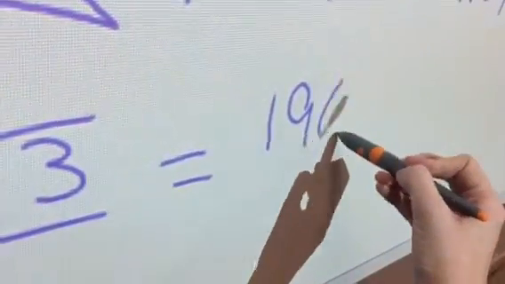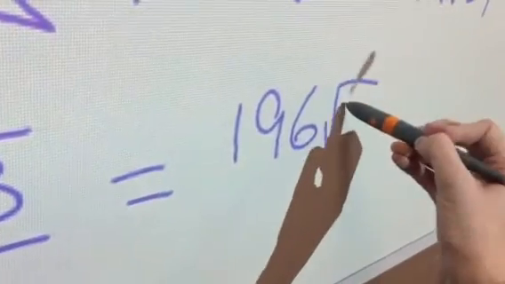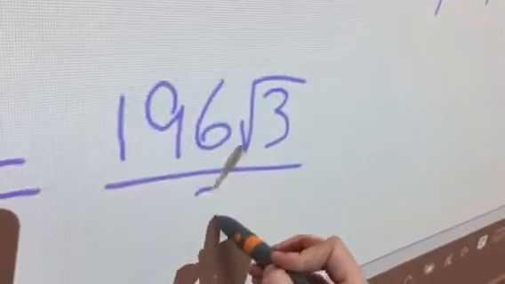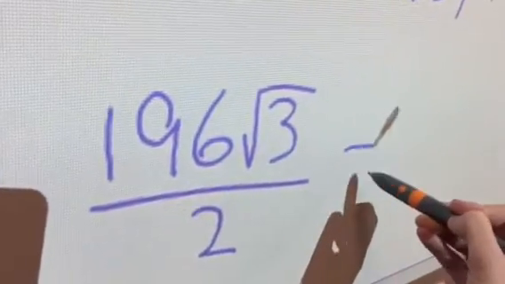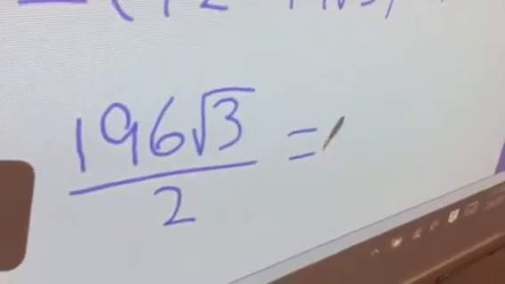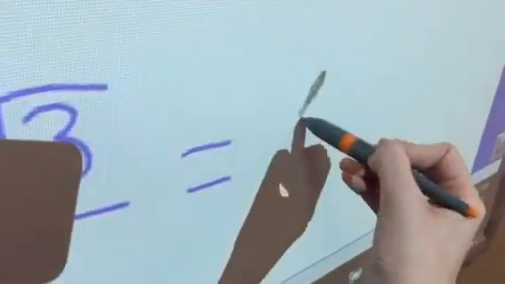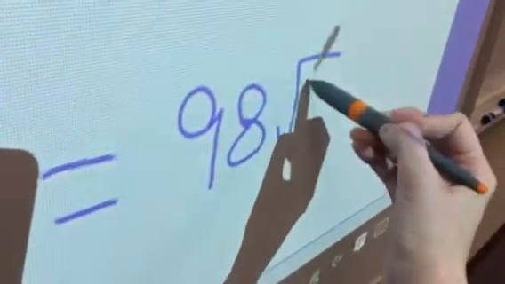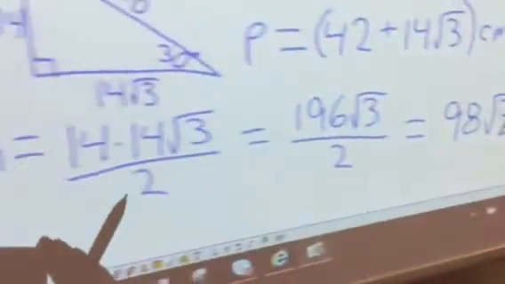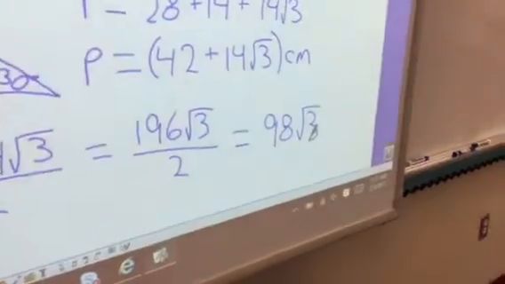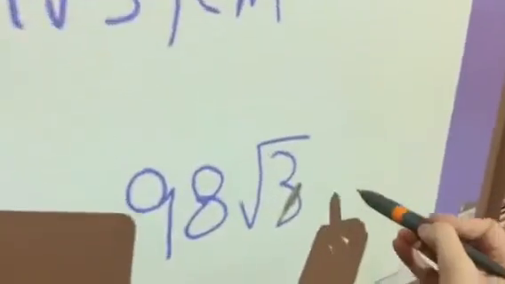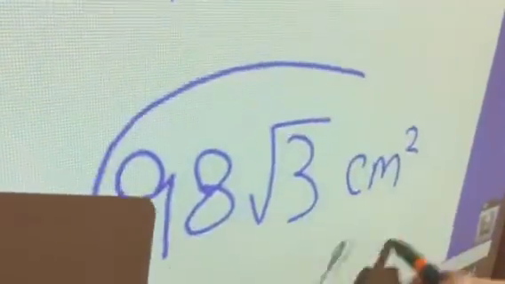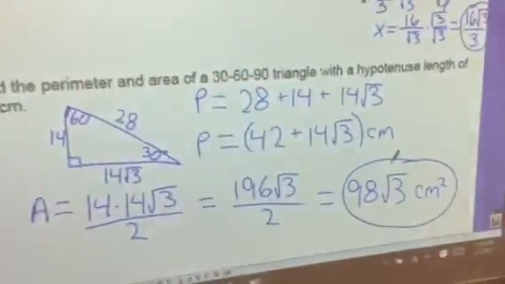So we get 196 root 3 all over 2. And then we can simplify that out. 196 divided by 2, we get, what is that, 98. So 98 root 3. And that would be our area, simplified. Of course, we can put our units, which for area would be centimeters squared. There you go, 30, 60, 90 triangles.